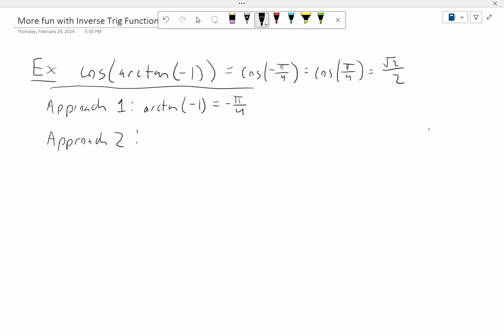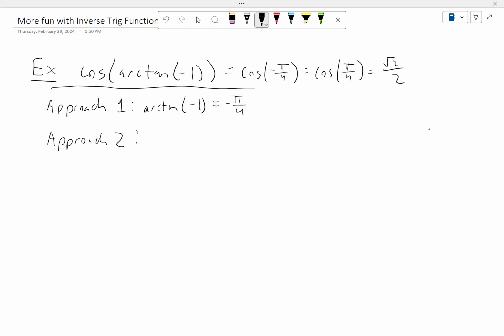Now, we were able to do that just because -1 is one of those special values for tangent, basically. Tangent of theta is equal to -1 at one of our special angles, I should say, right? And we only have those 16 special angles. If I had chosen a different value altogether, there's no saying that we could evaluate the exact value of arctangent of that thing, right? So I'm going to show you another approach right now.